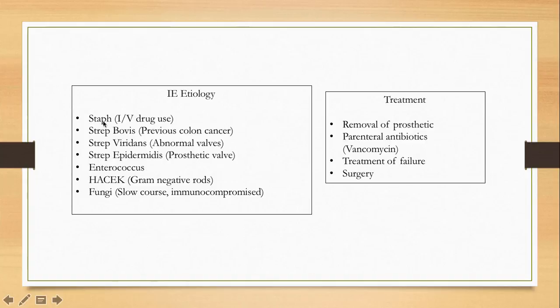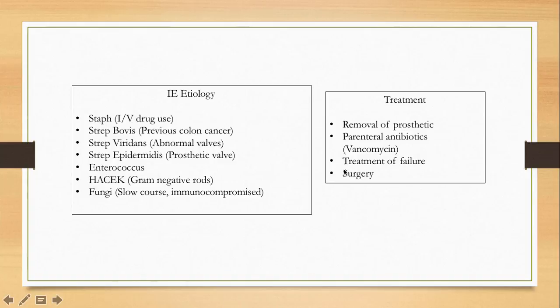So you can see strep is a common theme here, except that staph is the most common bacteria that causes infective endocarditis, just in the general population as well as in IV drug users. And then lastly, you have enterococcal bacteria, and then you have HACEK organisms, which are gram-negative rods. 10% of infective endocarditis patients have HACEK infections. And then occasionally you will see immunocompromised patients who get fungal infection as well. So these patients are going to develop a slow indolent course and don't come in with a dramatic picture.